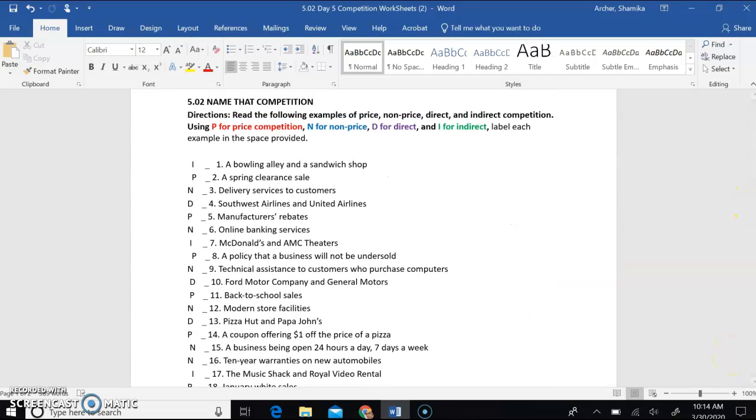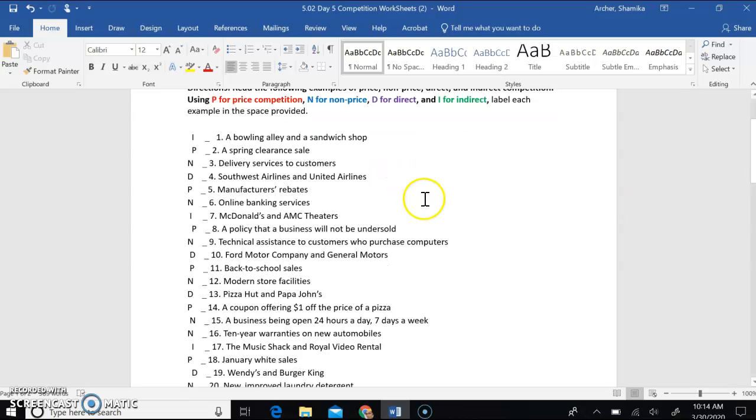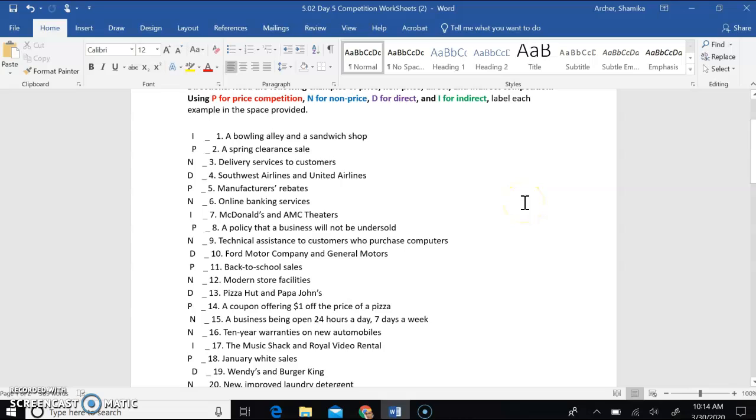I already have the answers up here for 502, Name That Competition. So what you're doing is you're going through and looking at whether it is P, price competition, N for non-price, D, direct, and I is indirect. So for number 1, you have a bowling alley and a sandwich shop. That is an indirect competition because they don't sell the same things, but they do offer food. So this is what they're looking at there.